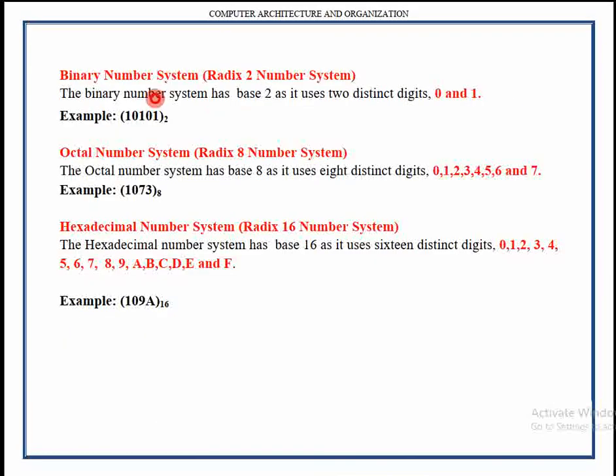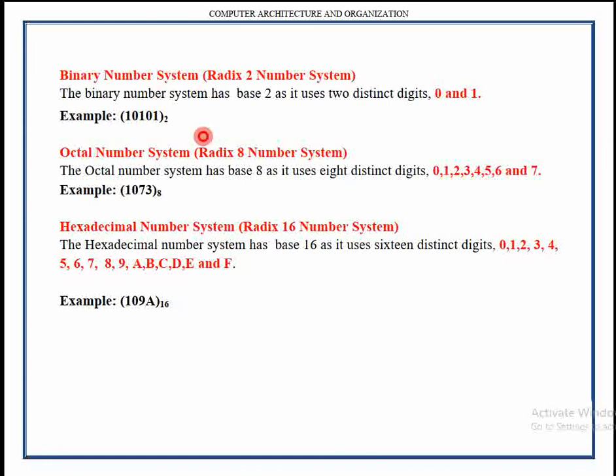So next number system is binary number system. It is also called as radix 2 number system, and this number system has base 2 as it uses two distinct digits 0 and 1. Here 10101 is taken as an example for binary number system, and here you can observe it uses the digits only 0 and 1 which is defined for binary number system. And here its base value is written as its subscript.